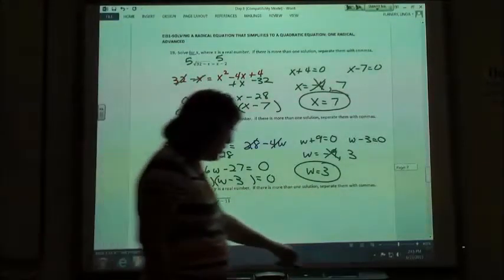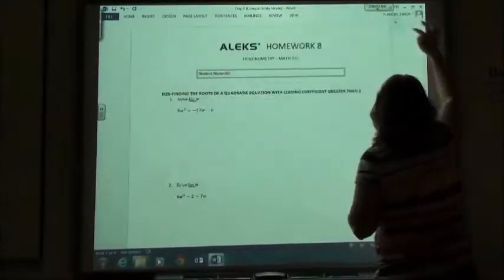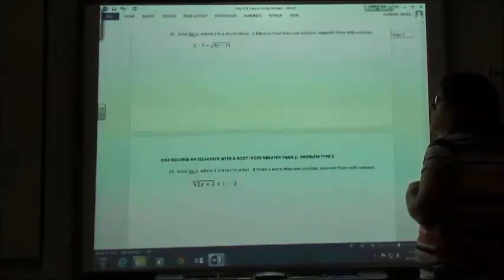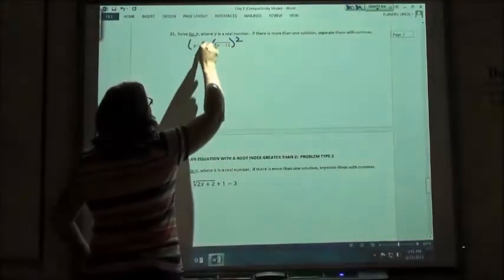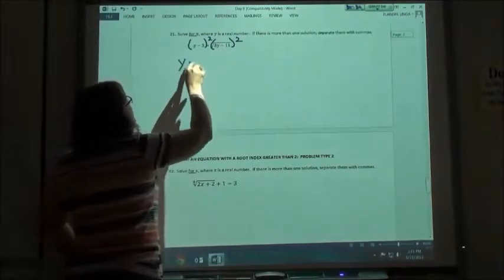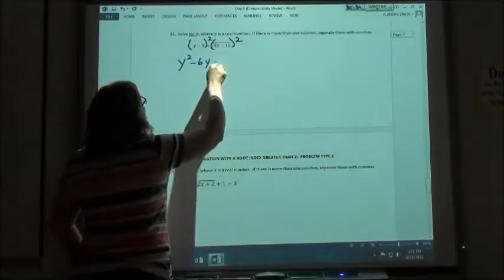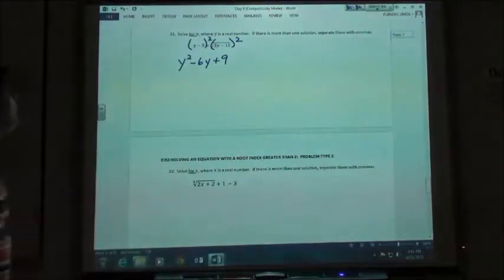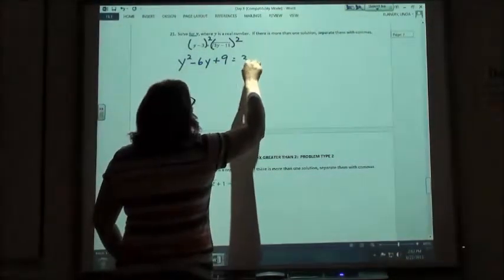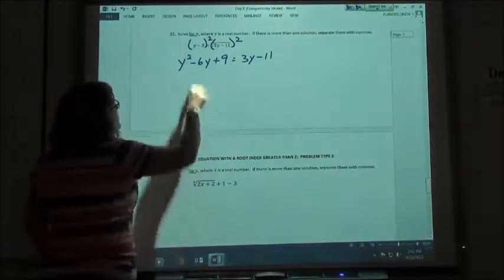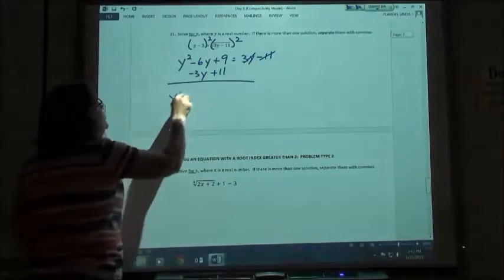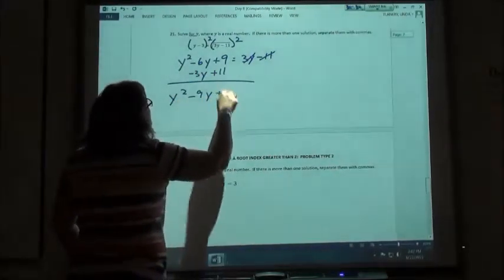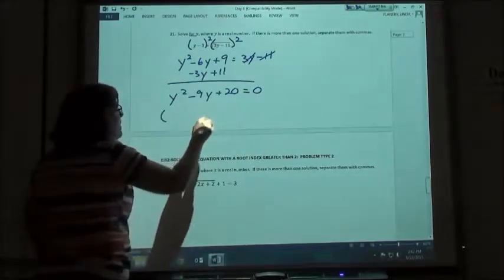And if we do number 21, let me move the board up here. I'm going to solve that. Again, I'm going to square both sides. So y squared minus 6y plus 9 is what I get if I FOIL that out. Is going to equal 3y minus 11. So I'm going to minus my 3y and add my 11. So y squared minus 9y plus 20 equals 0.